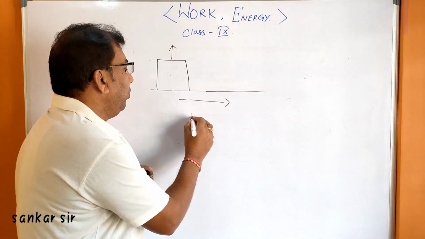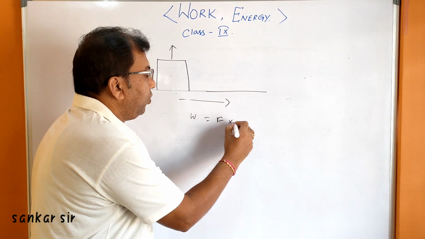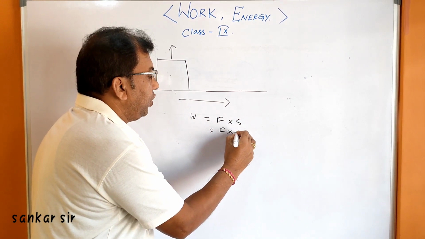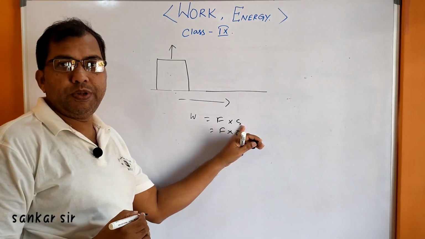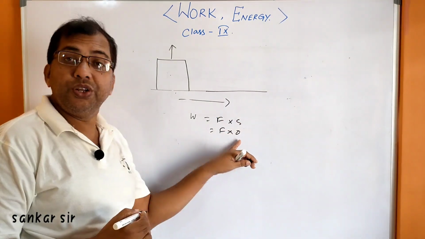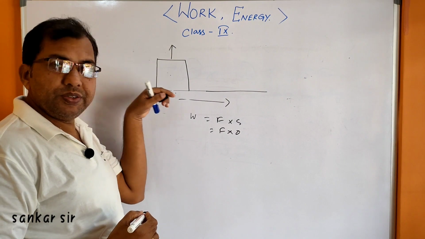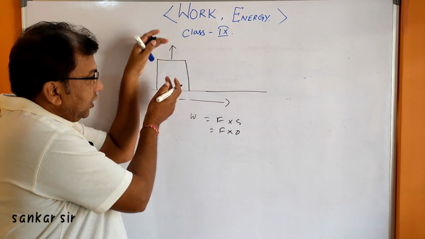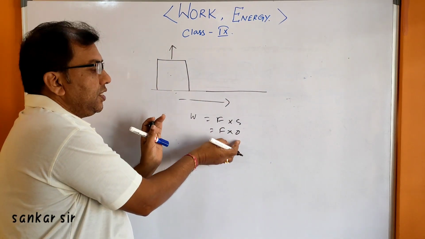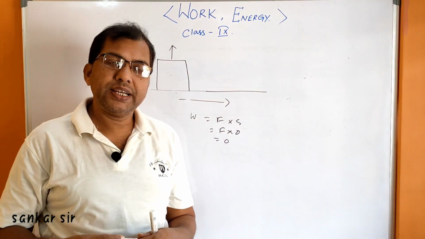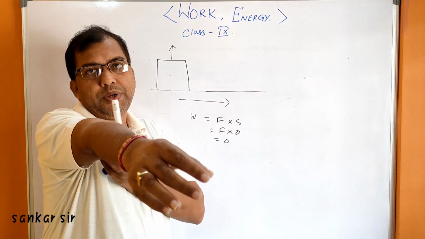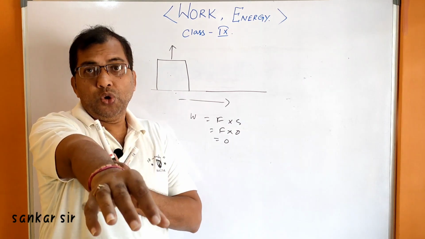That is W equals F into S, that is F into 0. No displacement. Displacement in the direction of force is 0. It is perpendicular to each other. In that case, S equals 0, so W equals 0. So when force is acting perpendicular to the displacement, the work is 0.